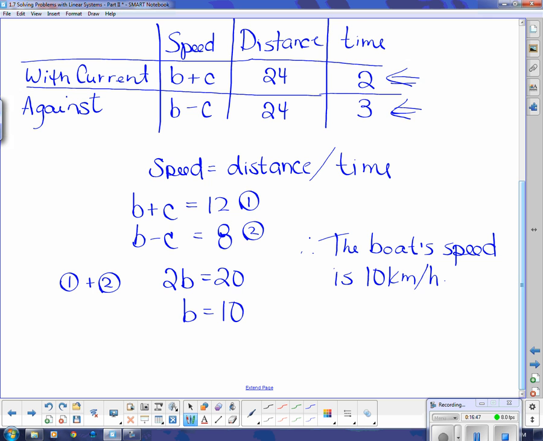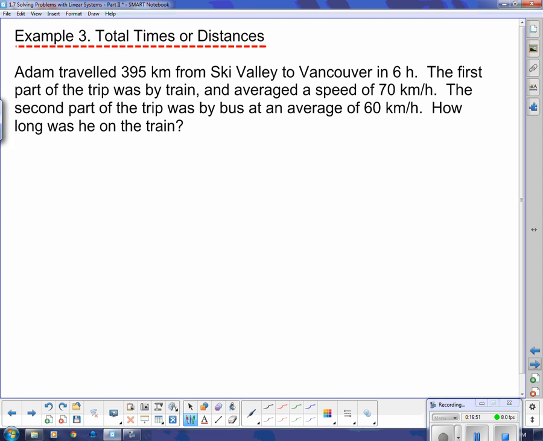And lastly, and this is running long again because it's word problems, I have a different type of speed distance time problem where we have total times or total distances. It says Adam traveled 395 kilometers from Ski Valley to Vancouver in 6 hours. So here we've got some important information, some numbers going on.